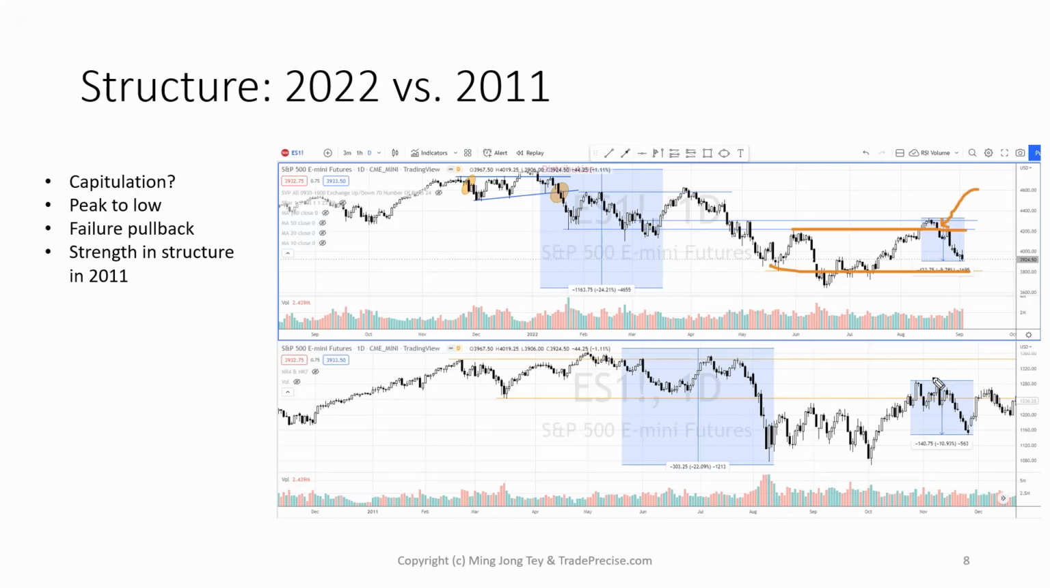However, if we check 2011, this whole chunk right here is actually definitely more than 2 weeks, probably around a month. So consolidating, so trying to hold up the gain. So this is another strength by itself. So I would say that in general, there is strength in the 2011 structure compared to this year.